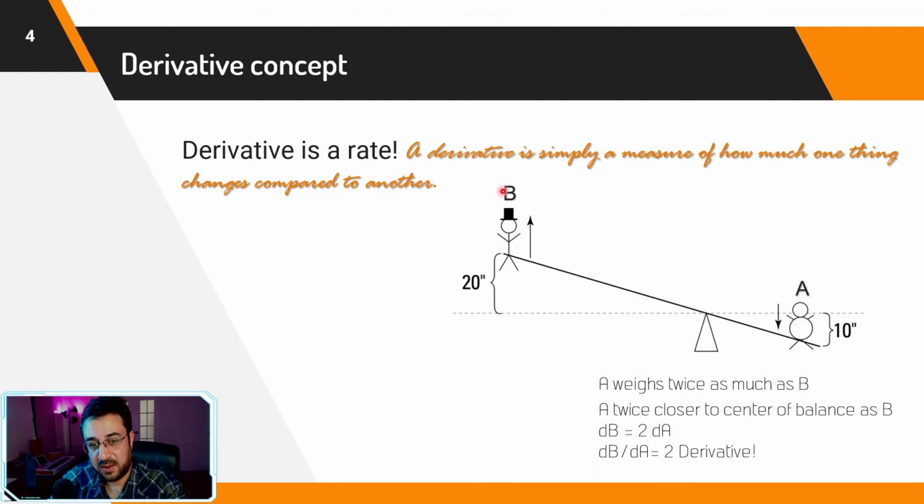We can say the motion of B will be twice the motion of A. You can see here A is pulling down 10 inches and B is being pulled up 20 inches. In this case, we can say B is moving twice as much as A, so dB equals 2 dA. Or in other words, dB dA, or dB over dA, equals 2. And as simple as that, you found the derivative. When you realize that B is moving twice as much as A with time, then this way you found the derivative of that motion.